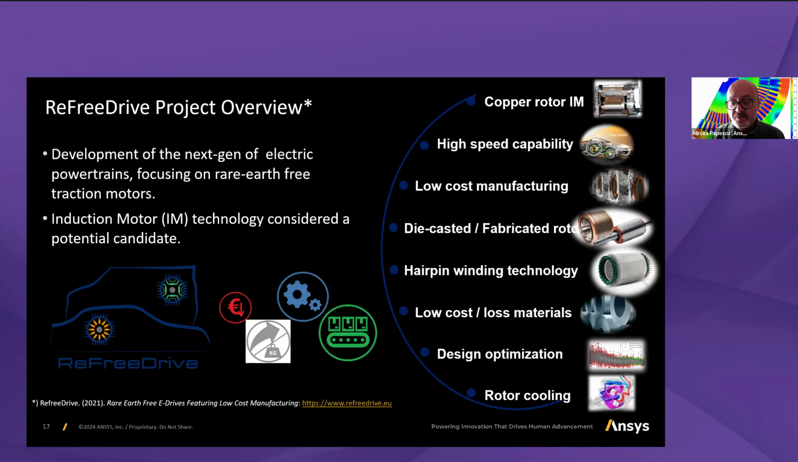From the induction machine point of view, we settled on a solution with a copper rotor to have high speed capability, low cost manufacturing. The cage can be die-casted or fabricated, hairpin winding technology, low cost, lost materials, and obviously multi-physics optimization, considering all the elements at the same time, electromagnetic, thermal, mechanical, and looking as well at the power electronics.